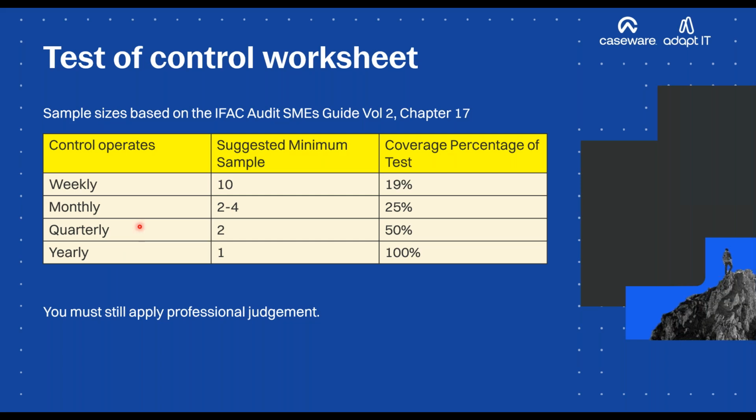If the control happens quarterly, in other words, 4 times in the year after every 3 months, maybe some control that's applied to the quarterly management reports or something, then your sample selection based on the IFAC guide for SMEs, and this is also the way that's been done in the probe methodology, is to then go and select 2 instances and test if that control is operating effectively.